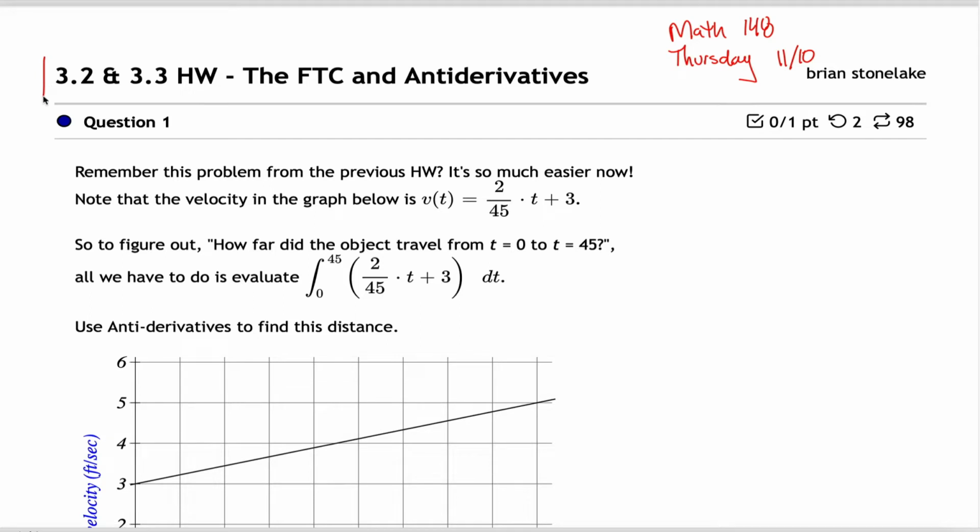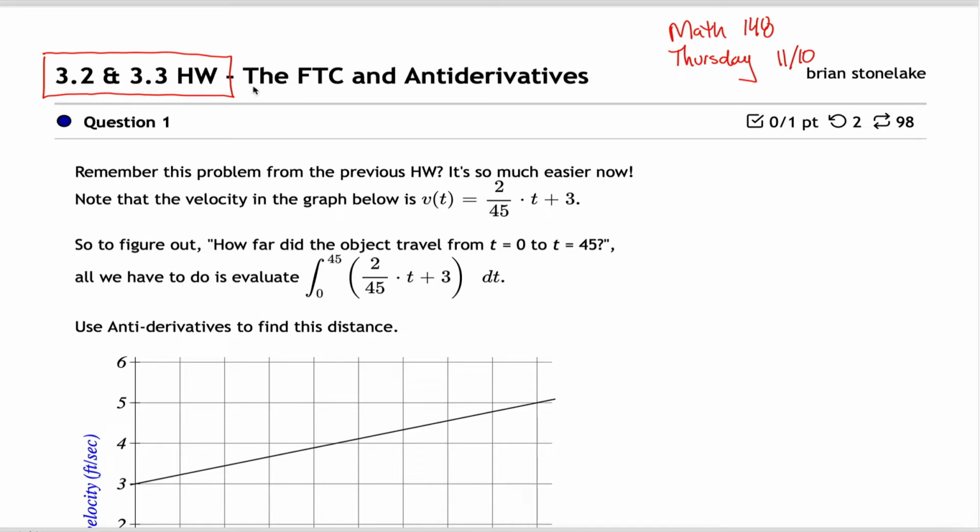The material for the Thursday class is the 3.2 and 3.3 homework assignment, where we learn this thing called the fundamental theorem of calculus, and we approach this idea of antiderivatives. Turns out these two things are very closely related, and they work nicely to answer the question that was proposed but not really answered in 3.1. Hopefully you've seen all the videos on this stuff, so this all makes sense to you.